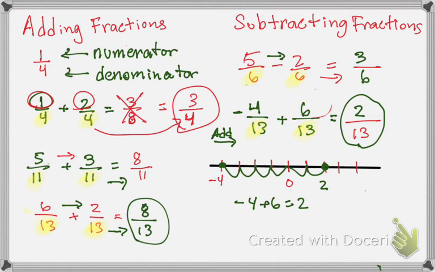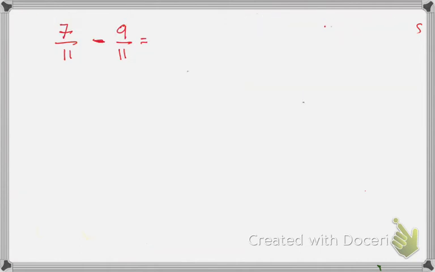Let's go ahead and try some more number line problems. Okay, so we got 7 over 11 minus 9 over 11. My denominators do match, so I can go ahead and subtract them. I know 11 is going to go here. 7 minus 9. Let's go ahead and do that.